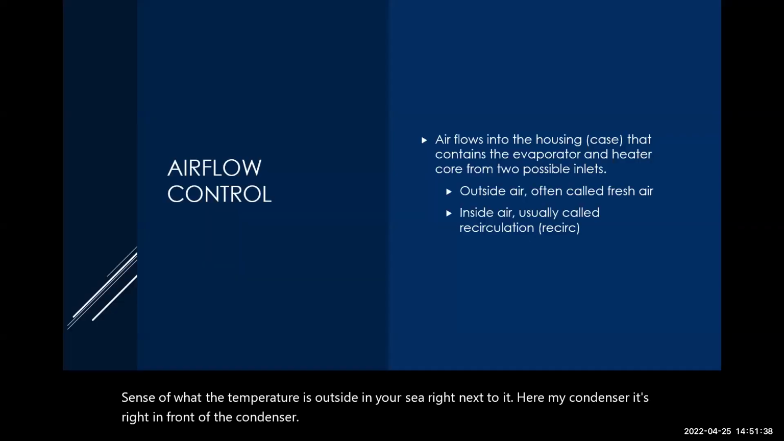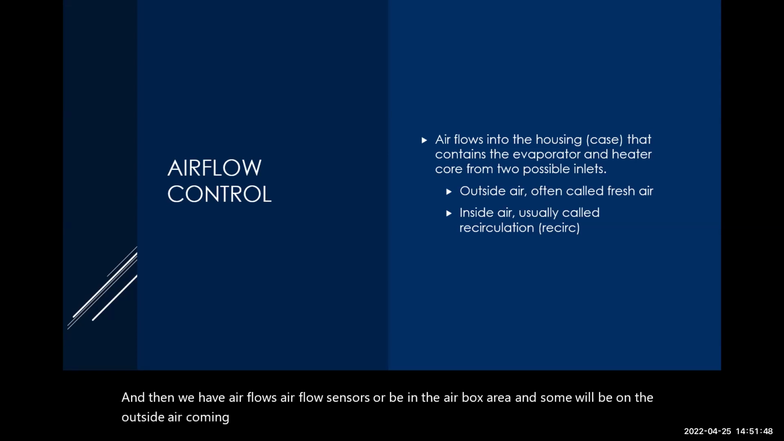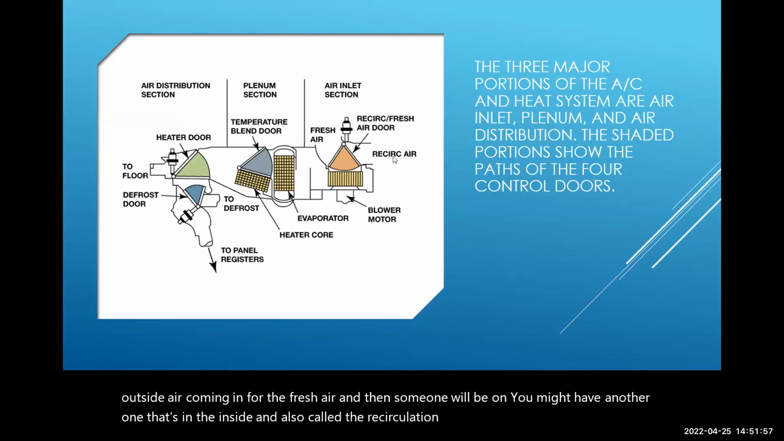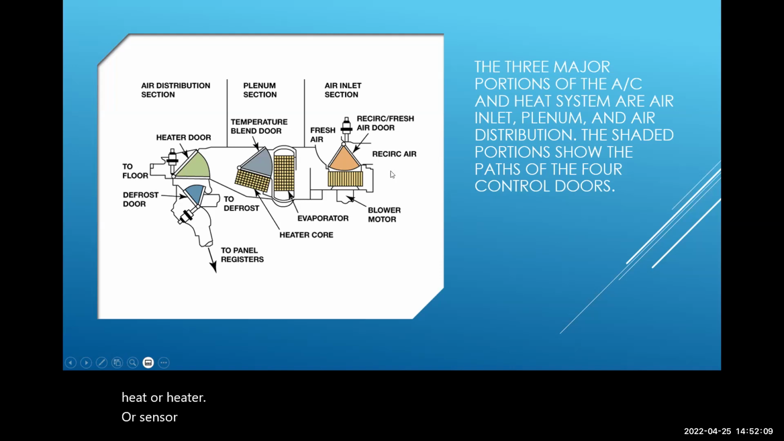And then we have airflow. Airflow sensors will be in the air box area, and some will be on the outside air coming in for the fresh air. We might have another one that's on the inside, also called the recirculation sensor. So we could actually have a recirculation door sensor, or a heater door sensor also. We can go crazy on all these different sensors as we go along.